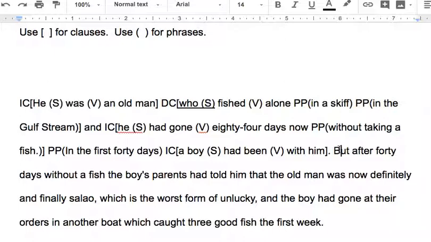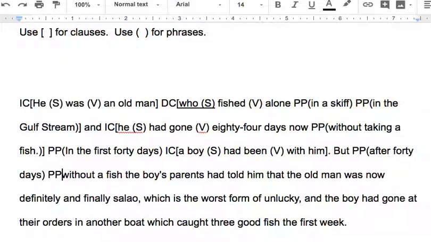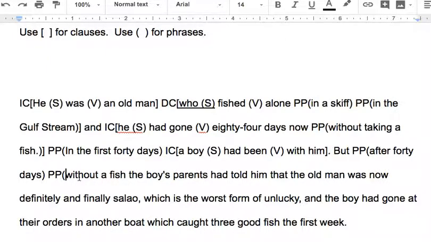Let's keep going. Here we have our sentence starting with a fanboys, a coordinating conjunction. So we're just going to leave that out. And then our next word here after prepositional phrase. So let's identify that. I like to look for the verb first, but since this is starting with a prepositional phrase, we're just going to get that out of the way. After 40 days, preposition plus a noun. Another prepositional phrase. So we're going to identify that. Without a fish, the preposition plus the noun.